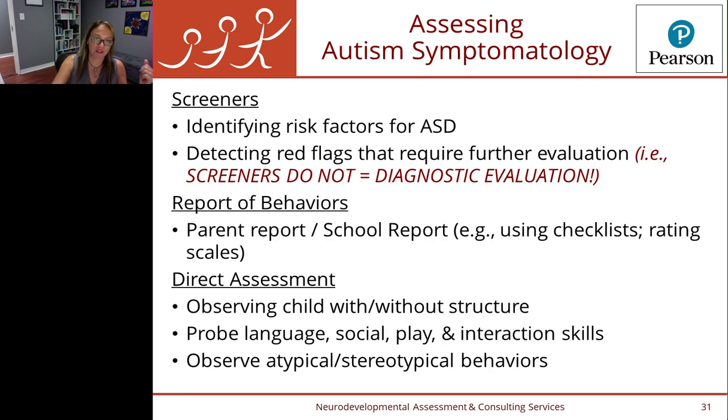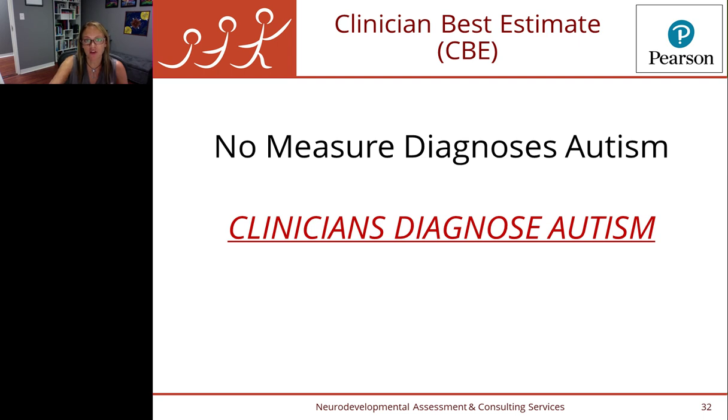So there are many ways to assess autism symptomatology. We have screeners, we have rating scales, and then we have direct assessment. And if there's one take-home message I want all of you to have, and if you've heard me present before, I say this ad nauseum, there is no measure that diagnoses autism. Clinicians diagnose autism. You diagnose autism with your expertise, your knowledge, all of your experience. That's how you assess and diagnose autism.